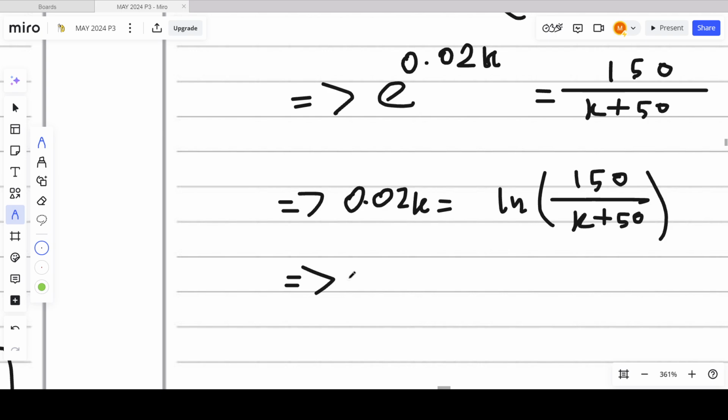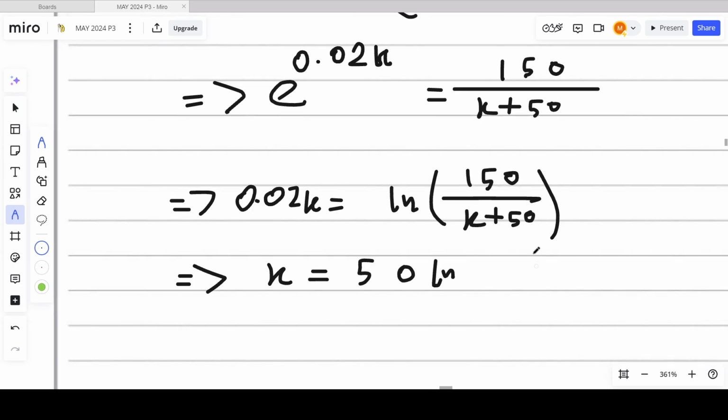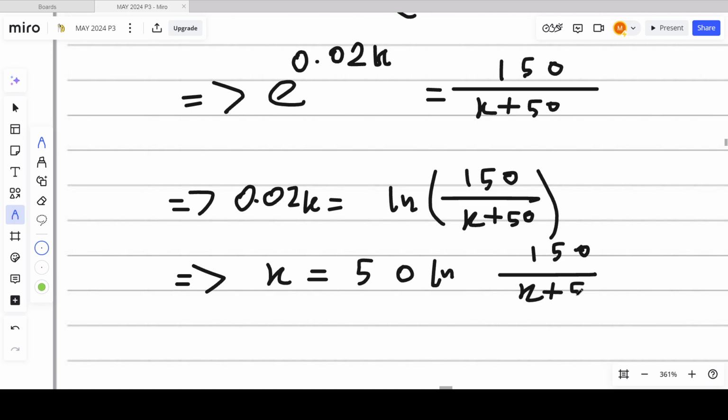So 0.02 is what? 0.02 is 1 over 50. So x would be what? 50 ln 150 over what? 150 over x plus 50. So that's the answer. That's the equation that they wanted.